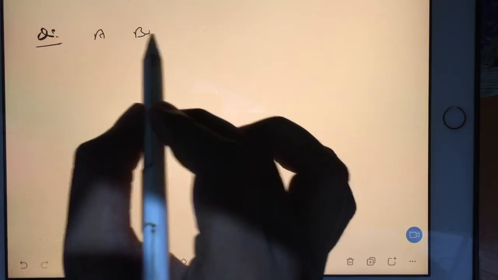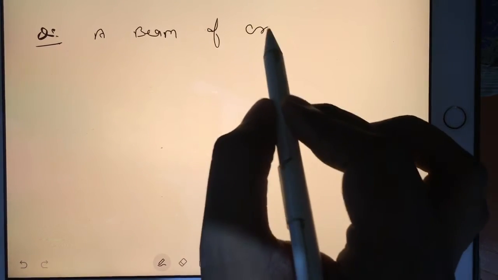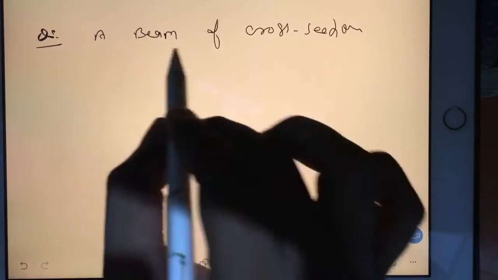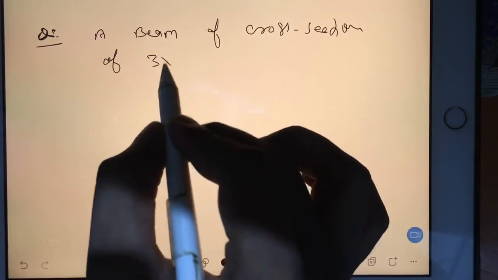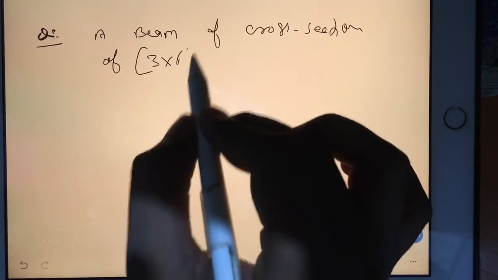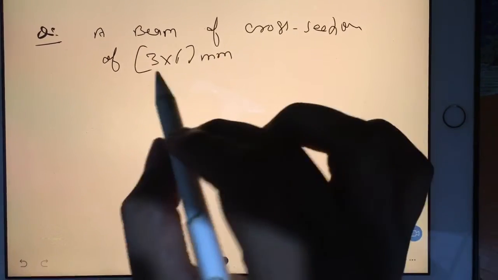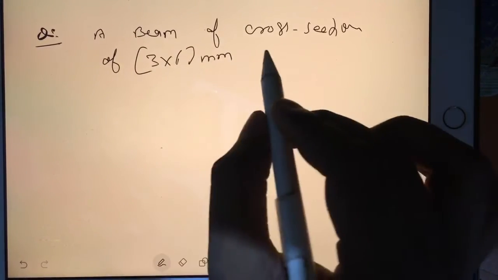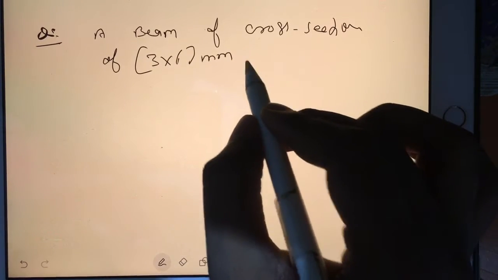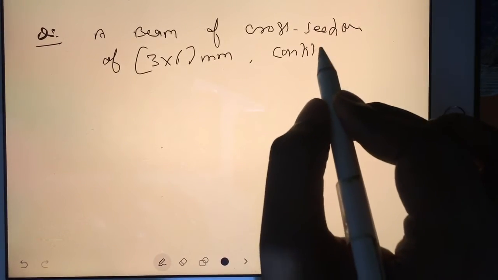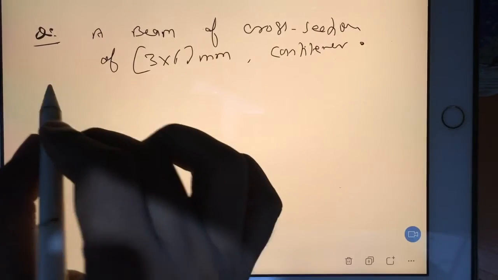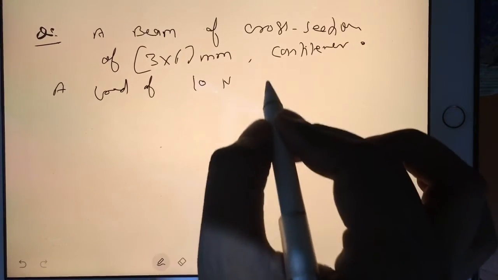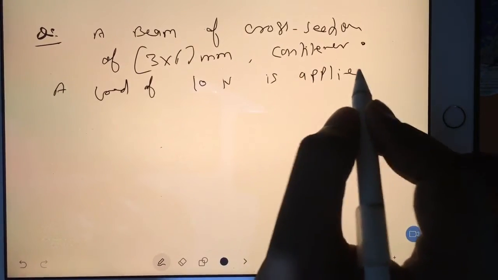A beam of, it is actually tough, you have to think. This question is a little bit tough. A beam of cross section of 3 mm by 6 mm, cantilever, a load of 10 Newton is applied.